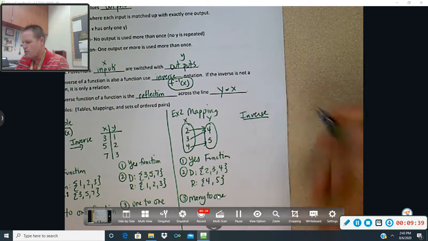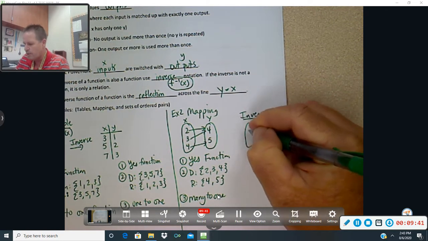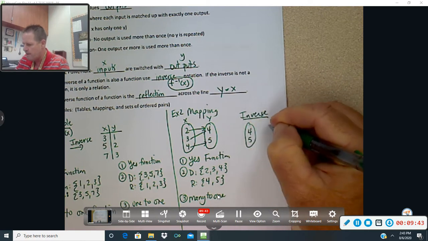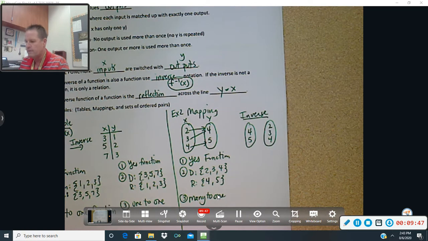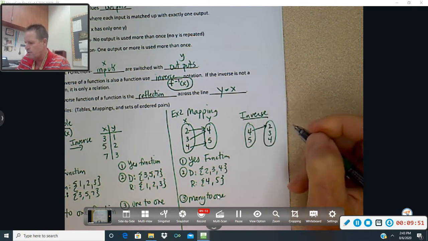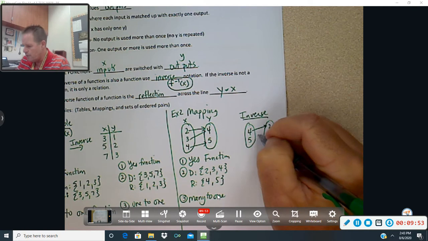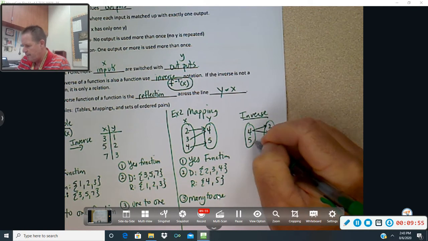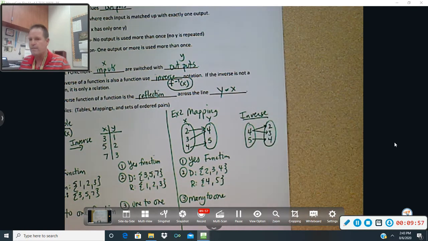Okay, now, for your inverse, we're just going to switch x and y. So in the first bubble, you're going to have 4 and 5. In the second bubble, you're going to have 2, 3, and 4. And what's going to happen is 4 is going to go to 2, and 4 is going to go to 3, and then 5 is going to go to 4. That's the way the function is set up when you switch x and y.